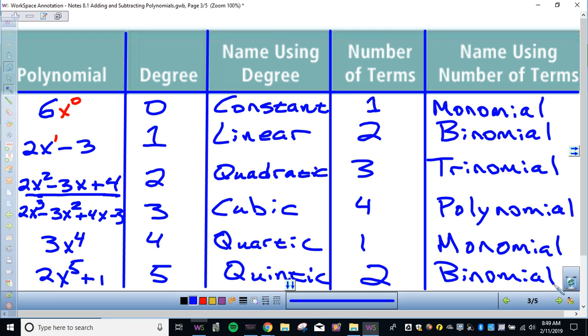I will drill these, the name by degree and number of terms, into your head this entire chapter. We'll talk about it all the time so you can remember it. The repetition will help you remember it. And you drill it again in Algebra 2, and eventually you will know it.